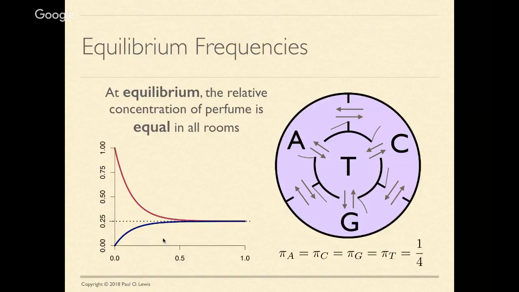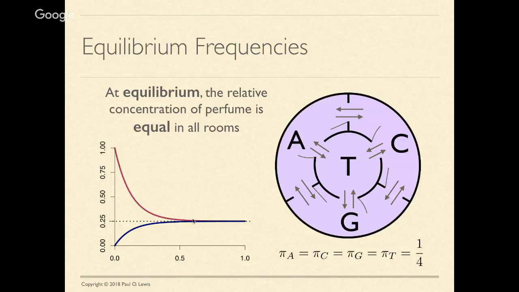So all the rooms reach the same concentration, 1/4, at equilibrium, but C starts up here at 1 and drops down to 1/4, whereas all the other rooms start at 0 perfume and rise up to 1/4 to get to the same value. The horizontal axis here represents time.